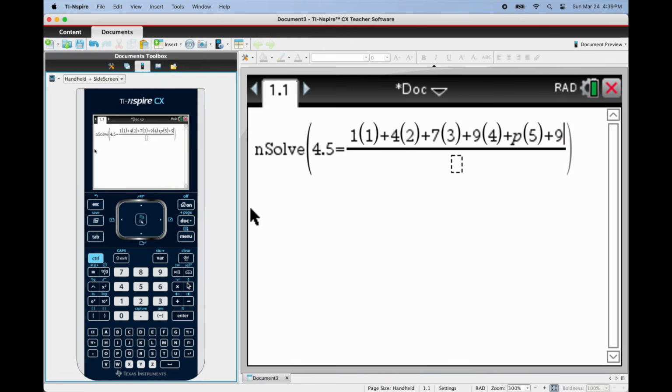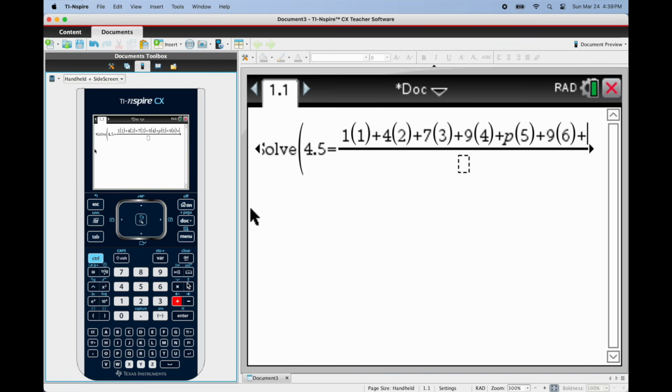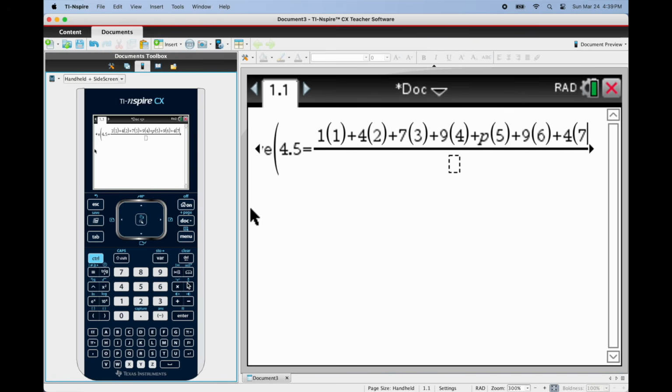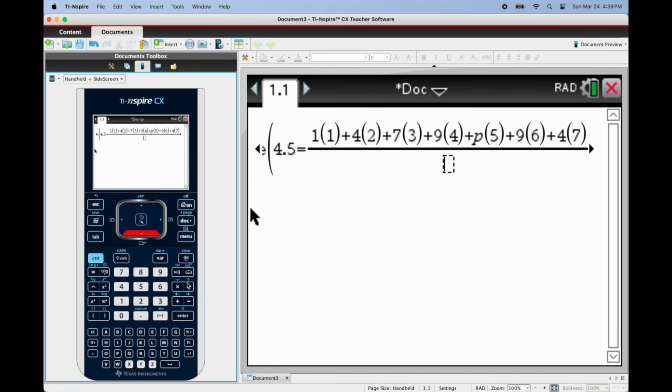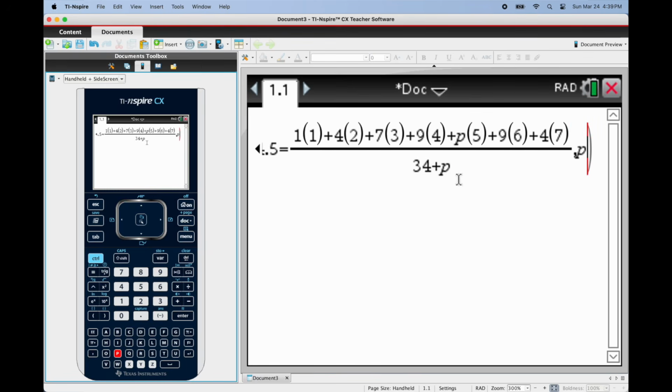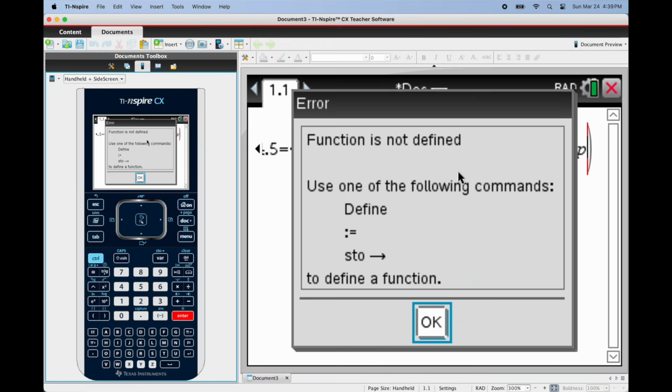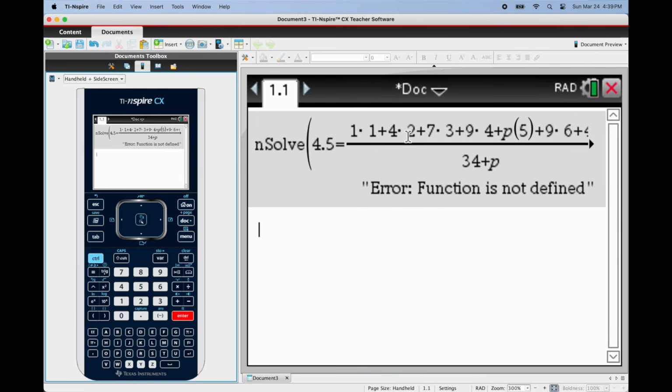Plus 9 students who received a grade of 6, plus 4 students who received a grade of 7. All right, and then at the bottom we have 34 students, the total number of students, which is represented by 34 plus P. I'll use the calculator to solve for P. All right, function is not defined. Let's see what went wrong. Plus 5 times P.